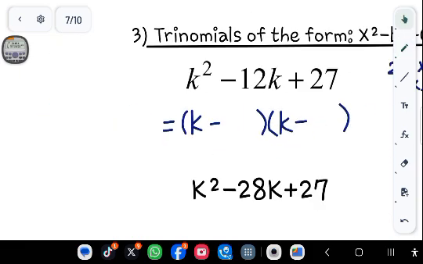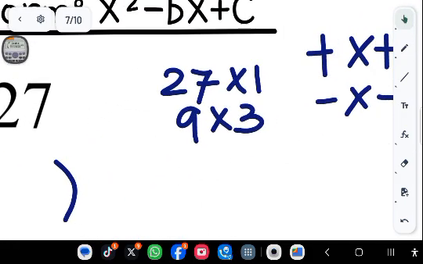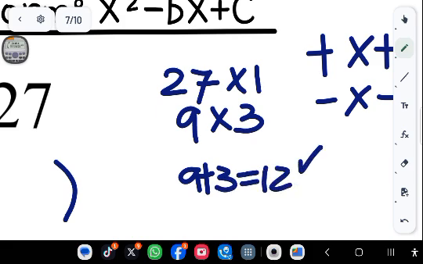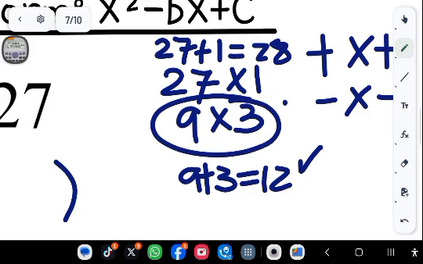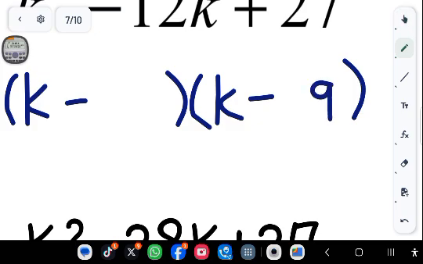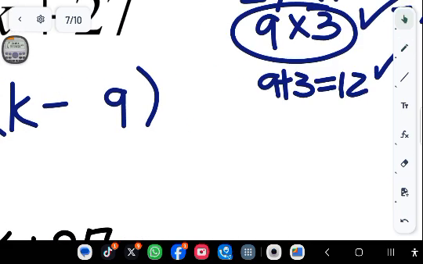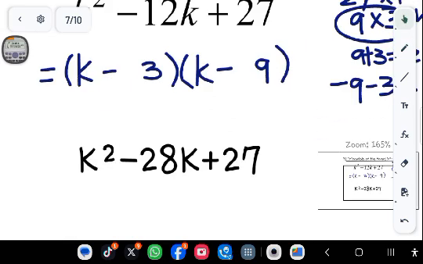And now what you do is you find a factor pair combination that can give you 12 between the two. Let's start. 9 plus 3 gives us 12. Yes. And then we've got 27 plus 1. That gives us 28. So this one is not the correct one, right? The correct one is 9 times 3. So we put 9 and then 3. Check. Negative 9 minus 3 gives you negative 12. So yes, it checks out. And that's how you factorize that.